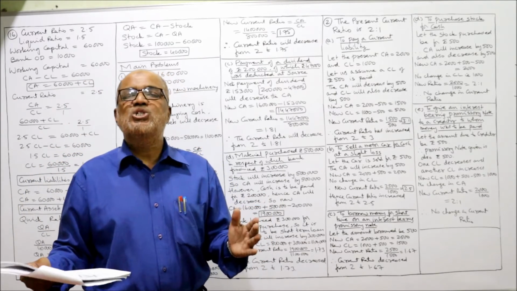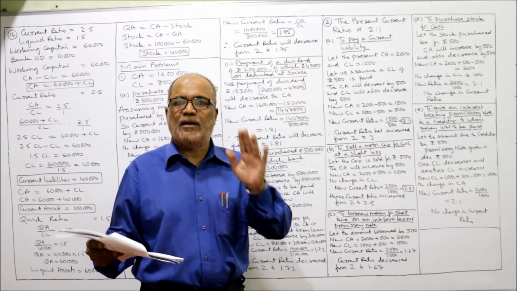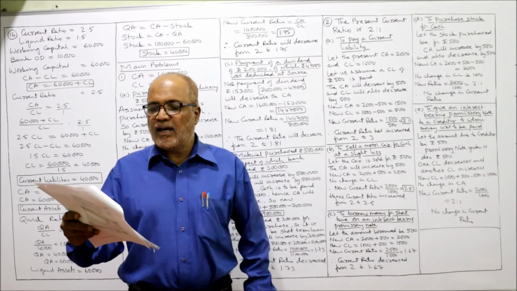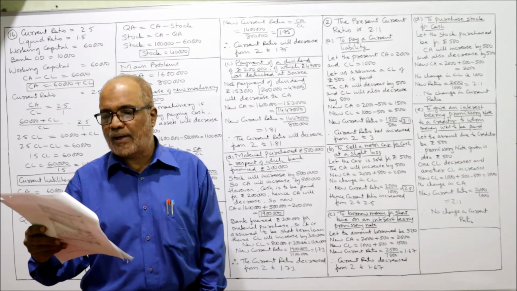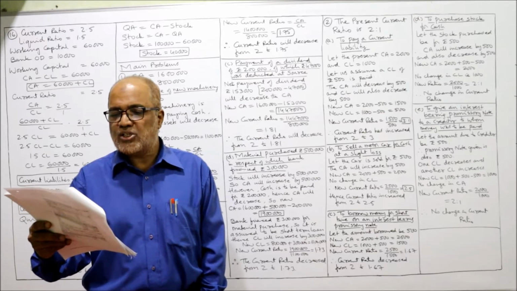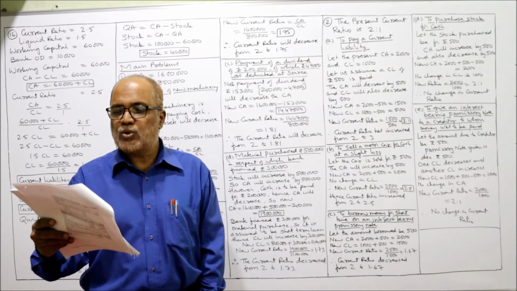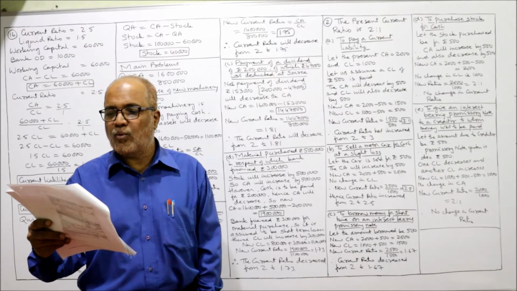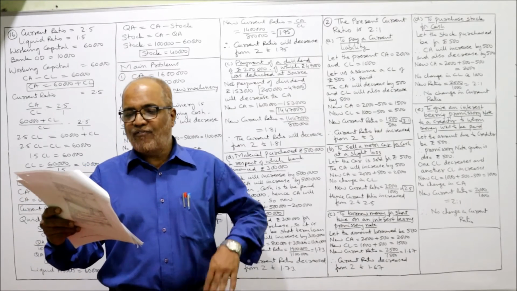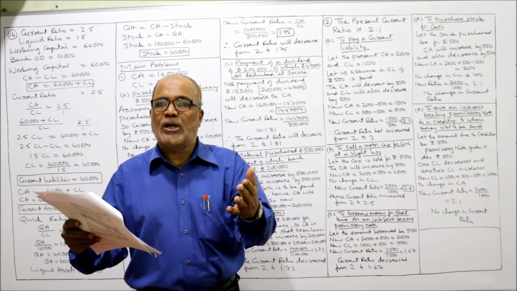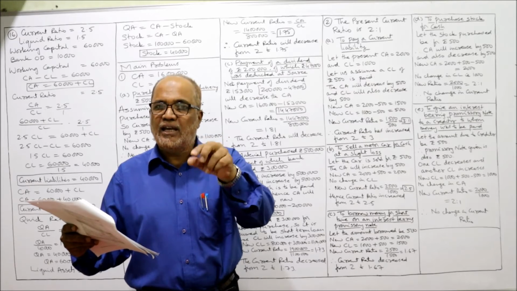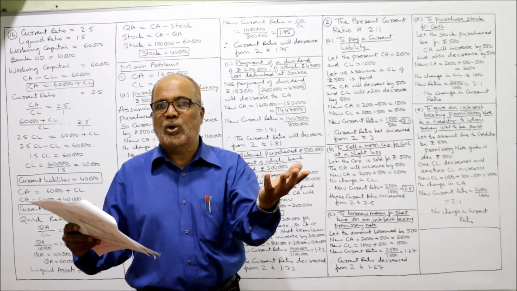This is again a logical problem, no calculation. Simply apply your logic. The current ratio of a company is 2:1. Which of the following suggestions would improve the ratio, which would reduce it, and which would not change it? The 5 transactions are given. For each transaction you have to give the conclusion whether current ratio will increase, decrease or not change.